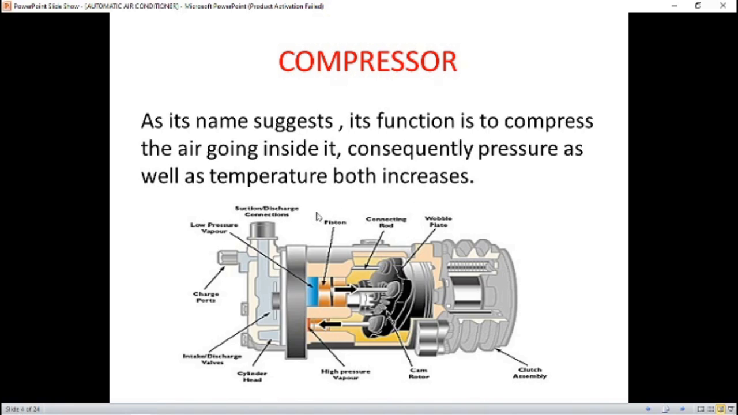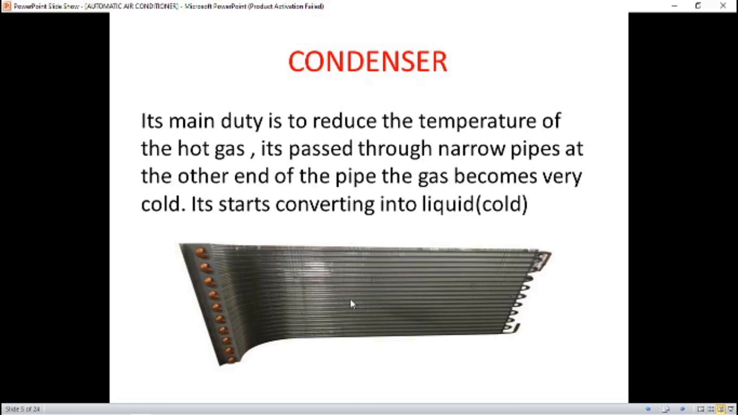Now as we can see from the diagram, there is a piston and there is a rotor. Rotor means a rotating phenomenon is happening inside it, which means there is actually a motor inside it. As its name suggests, its function is to compress the air going inside it, and as it compresses the air, its pressure goes on increasing, and its temperature also increases. So at the second stage, the heated air, when it is passed through the compressor, gets more heated. Now this more heated air passes to the third component, which is the condenser.